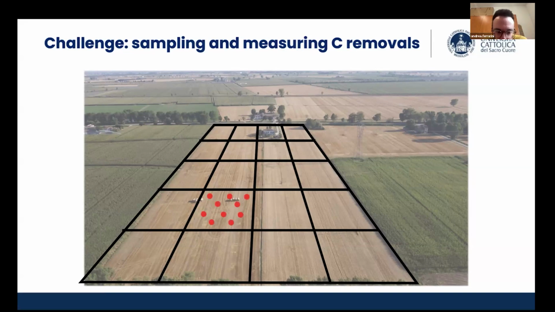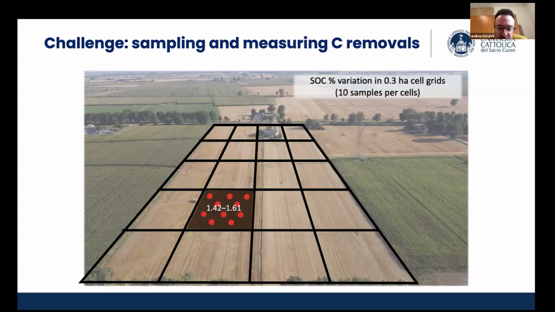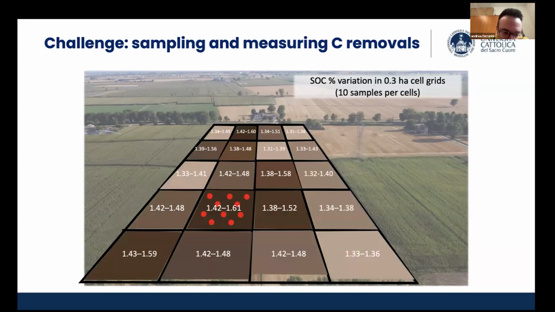Let's take, and as we did, 10 random samples within each of these grids. And this is the carbon concentration variation, not even the carbon stock, just the carbon concentration variation, in these 0.3 hectare cell grids. We do it also for all the other cells, and that's the picture. That's the initial soil carbon variability of one of our fields.